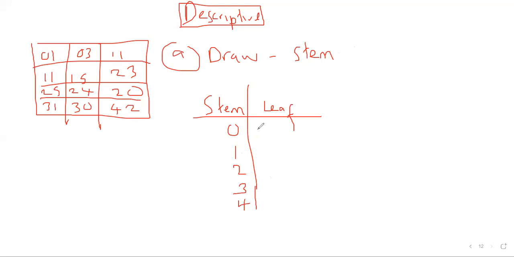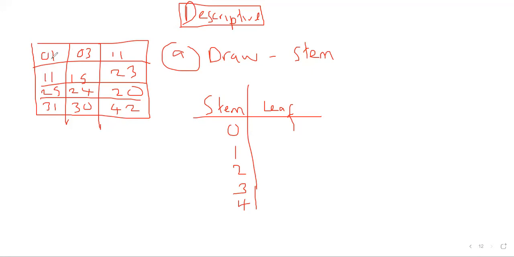So 0, 1. Are you writing that somewhere? I can't see anything. Are you able to see what I'm writing, the rest of you? Yes, I can see.